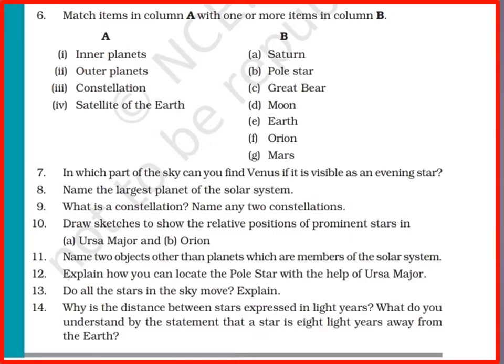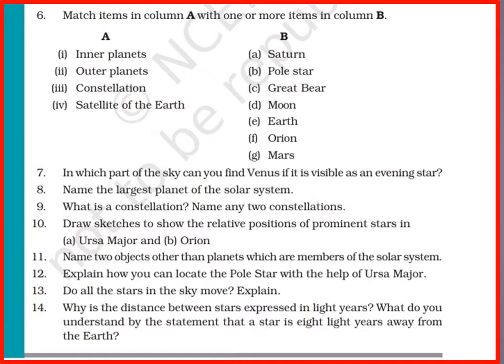Inner planets you can match with Earth and Mars, because you know that the first four planets in order, they are known as the inner planets, and the last four are outer planets. So in the second question, outer planets, here you can match only with Saturn. Then constellation you can match with Great Bear and also Orion. Then the fourth one, satellite of the Earth, you can match this with Moon.